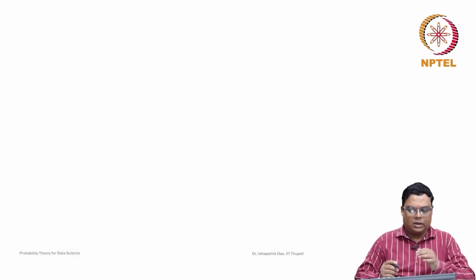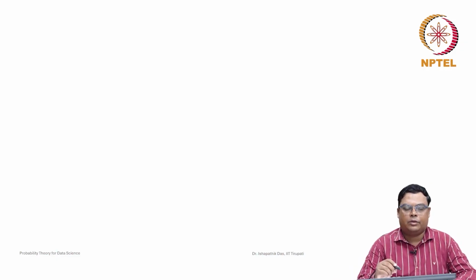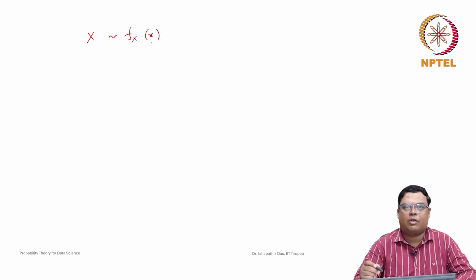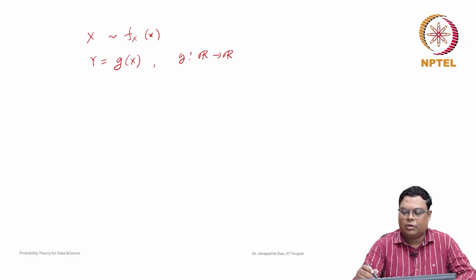Let us discuss this univariate case again. Whenever we have some continuous random variable x with some probability density function f of x, and we want to find a transformation of the random variable y is equal to g of x, where g is a function from R to R. It is a bijective function, and not only that, it is strictly increasing, strictly monotone.